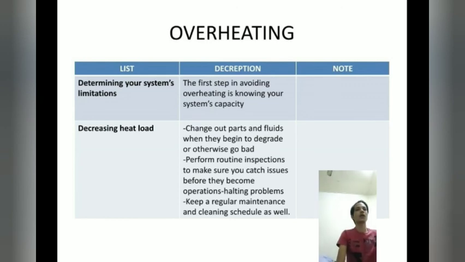For overheating, the first item on the list is to determine your system limitation. For example, the first step in avoiding overheating is knowing your system capability. The second one is decreasing heat load. We can change our parts and fuel when they begin to degrade or otherwise go bad, and perform routine inspection to make sure you catch the issue before it becomes a halting problem.